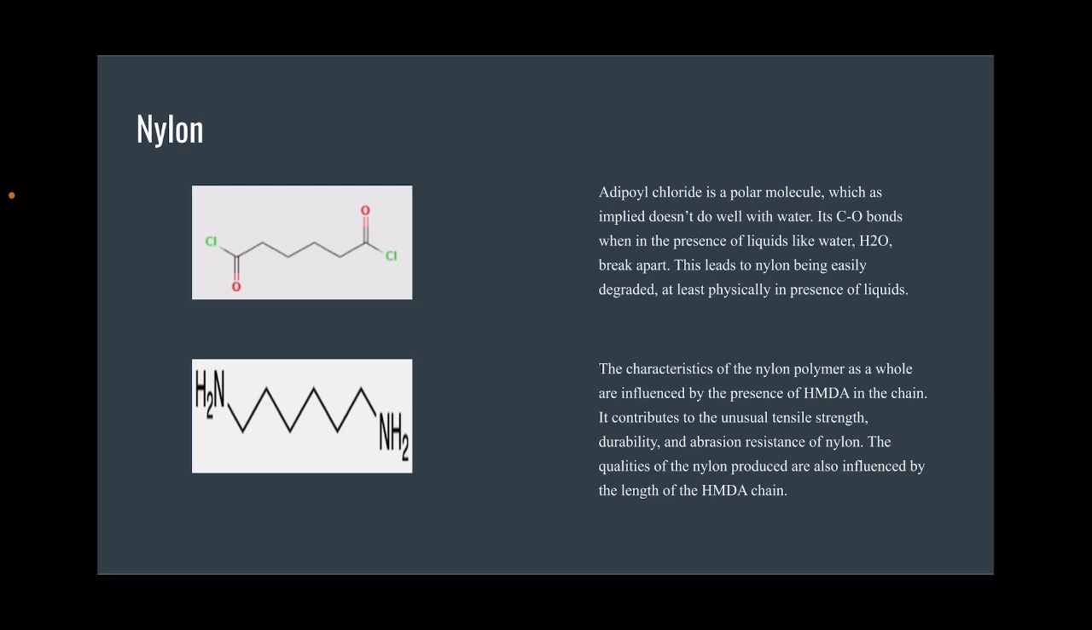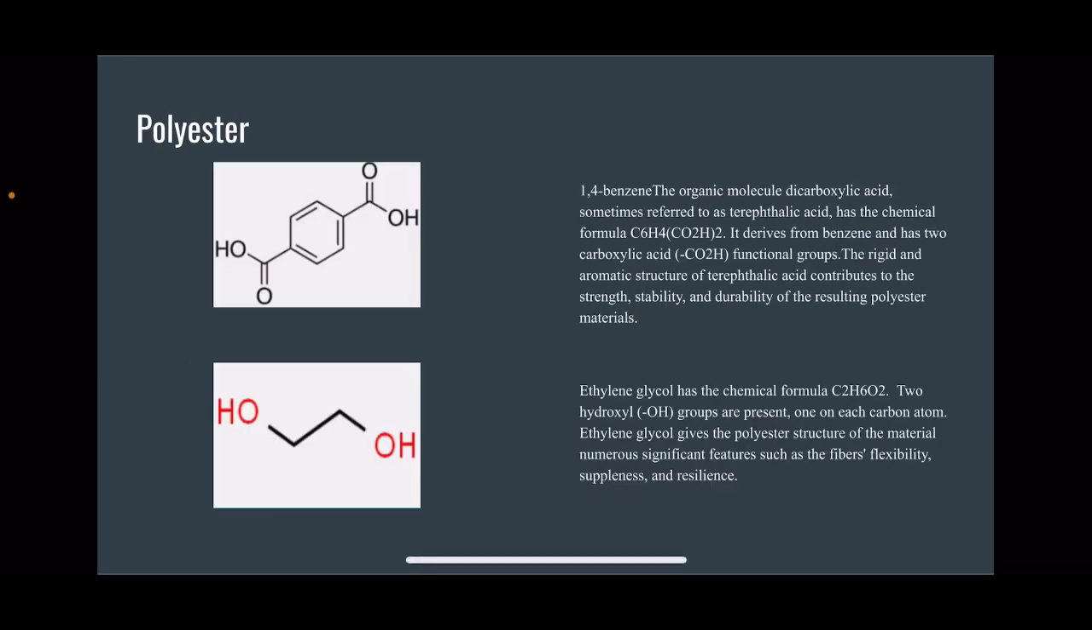And going on to my third fabric, polyester, which also contains two monomers. The first one being dicarboxylic acid, sometimes referred to as terephthalic acid, or C6H4(CO2H)2. It derives from benzene and has two carboxylic acid functional groups, and the rigid aromatic structure of the acid contributes to the strength, stability, and durability of resulting polyester materials.